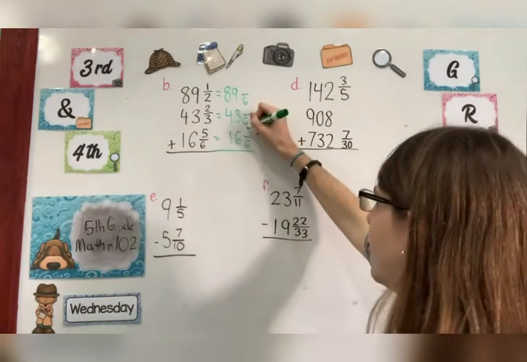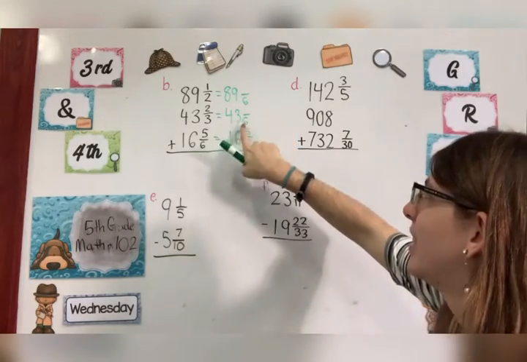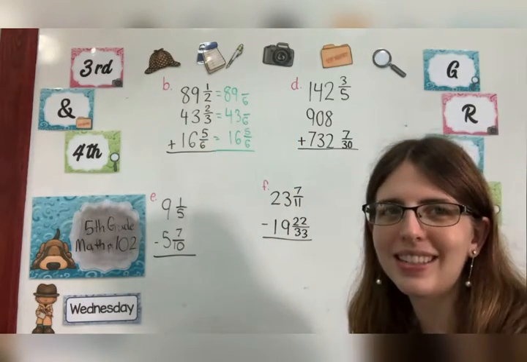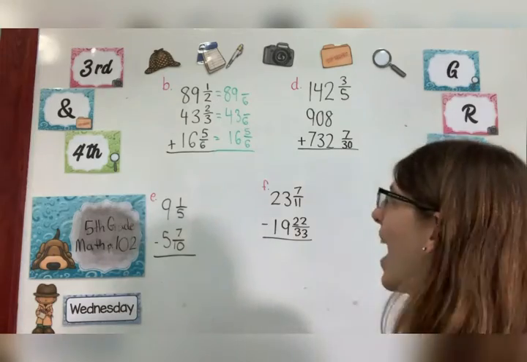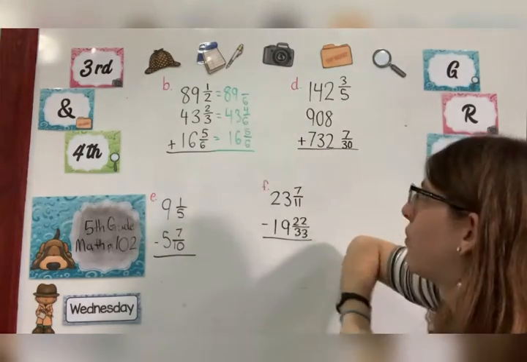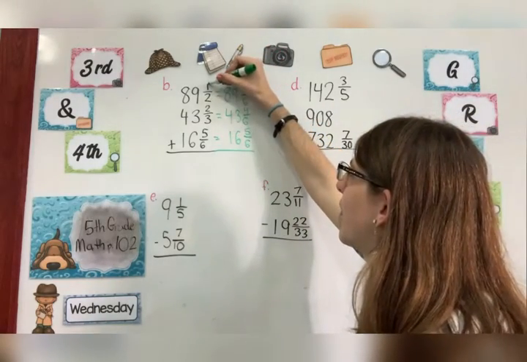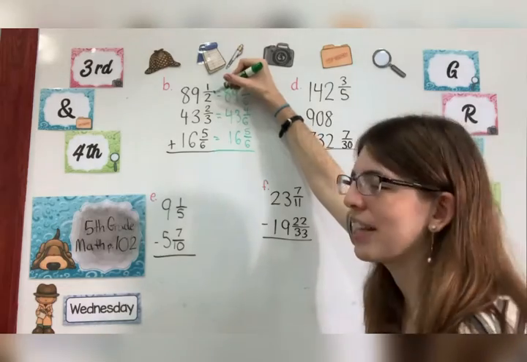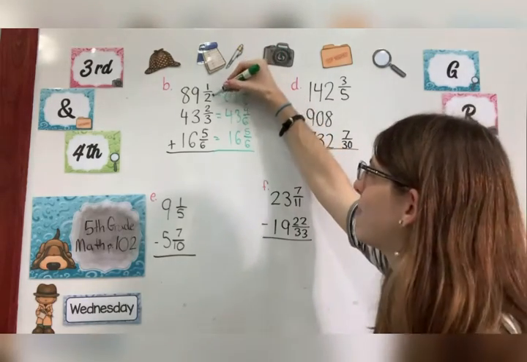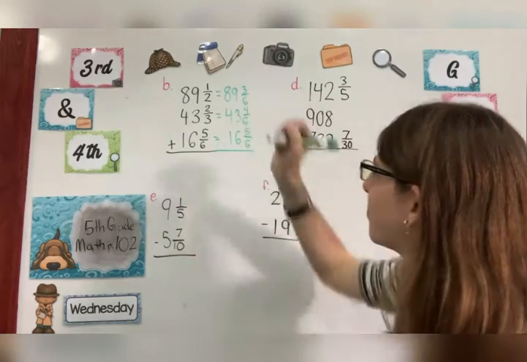This fraction didn't change because the denominator didn't change, but this one does. 6 divided by 3 is 2, and 2 times 2 is 4. So my new numerator is 4. Here, 6 divided by 2 is 3. Let me try that again. 6 divided by 2 is 3. 3 times 1 is 3.